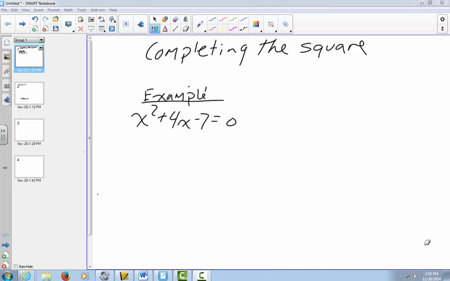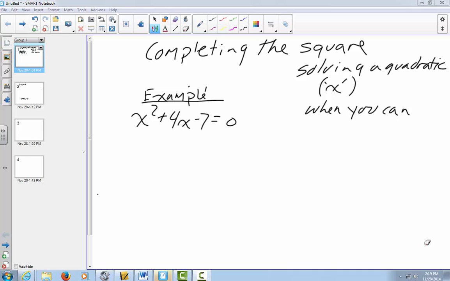So today in class we started completing the square. This is the next step in solving a quadratic. Solving for x, I'll put that in brackets, when you can't factor.